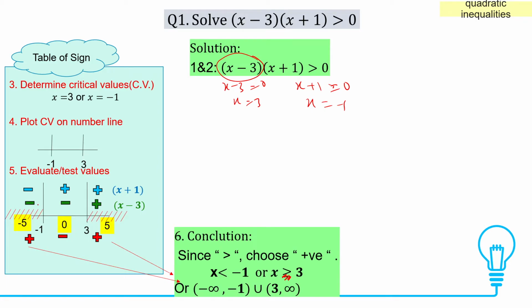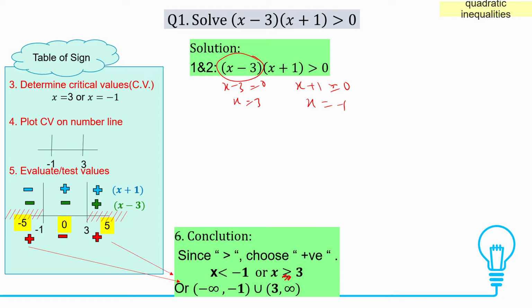Okay, settle. Now it's time that we evaluate or test our values. How am I going to test this value? I take 5, substitute into this green color. 5 minus 3 is 2. 2 is a positive number, so that's why I put a plus here. And then I substitute 5 into this blue. 5 plus 1 is 6. 6 is a positive number, so that's why I put a plus here.